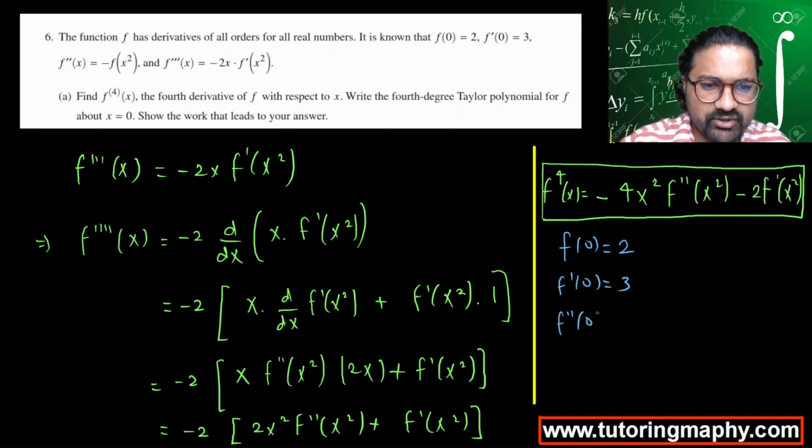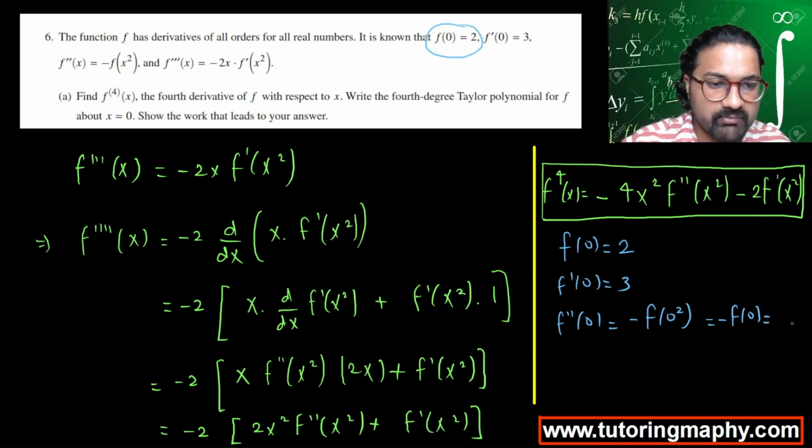f double prime of 0. What is f double prime of 0? We have to use this one. So f double prime of 0 will be minus f of 0 squared, and 0 squared is, oh my goodness, that's 0. So this is negative f of 0, and what is f of 0? That's 2. So negative f of 0 will be minus 2.